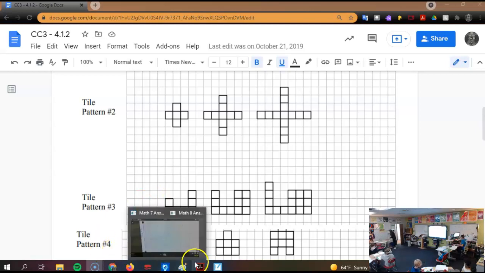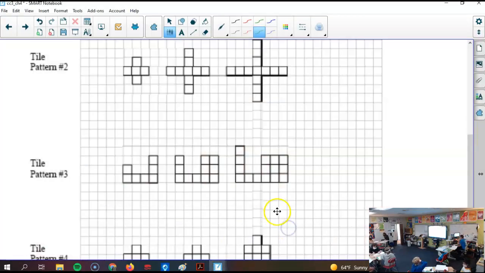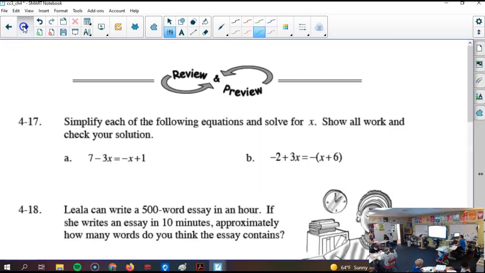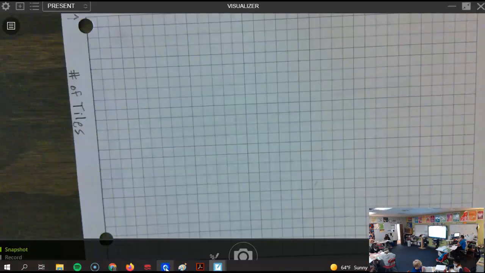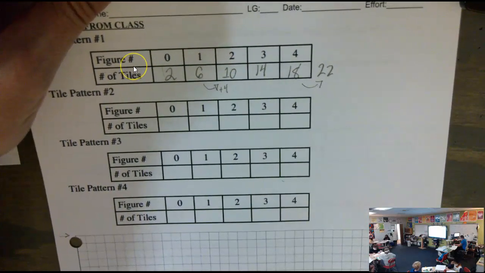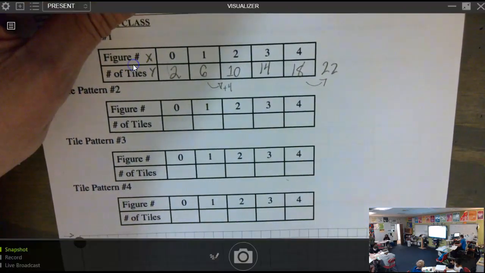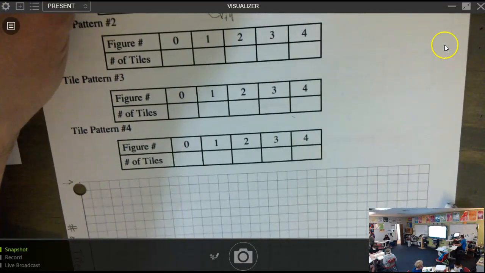So for people playing along at home, and I don't have to talk super loud because my mic is right here, today everything's crazy because we did pumpkin drop. But what we're doing is 4.1.3. We turned in 4.1.1 and 4.1.2 today. So on our worksheet, which if you are at home you probably don't have, we're trying to fill in our tables to then graph these values with figure number being our X value and number of tiles being our Y value. And we have to determine the rest of these before we can determine the scales on our graph.